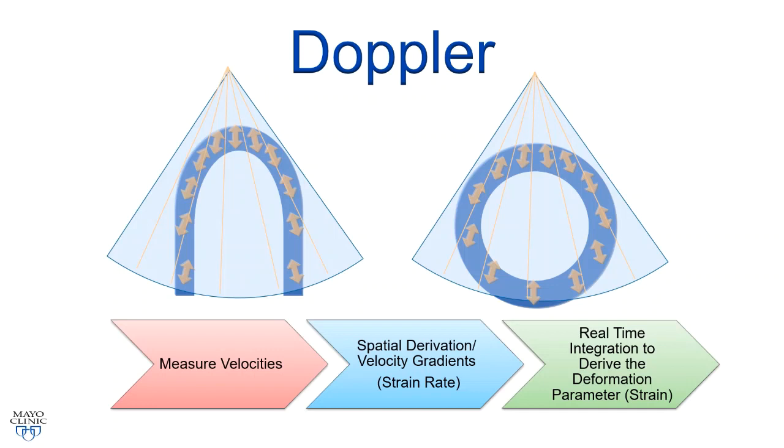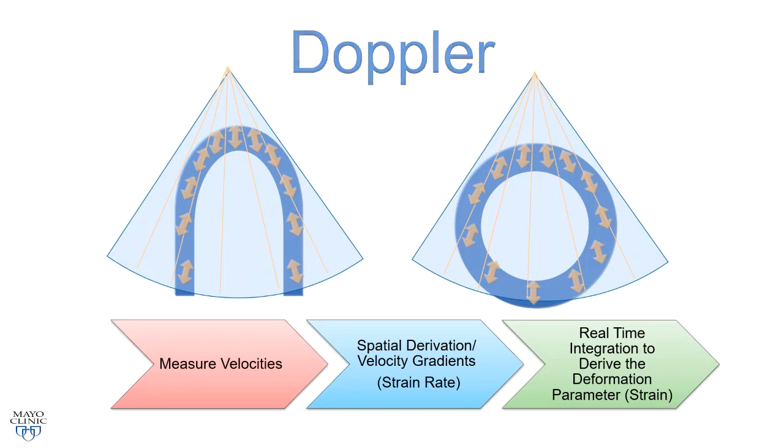So then how do we measure or determine this parameter of strain? And one method is a Doppler-based technique, where we simply measure velocities along the scan line, as we've just shown using Doppler tissue imaging, and then the spatial derivation, or that velocity gradient, gives us strain rate. Real-time integration of this then gives us this derived parameter of strain.